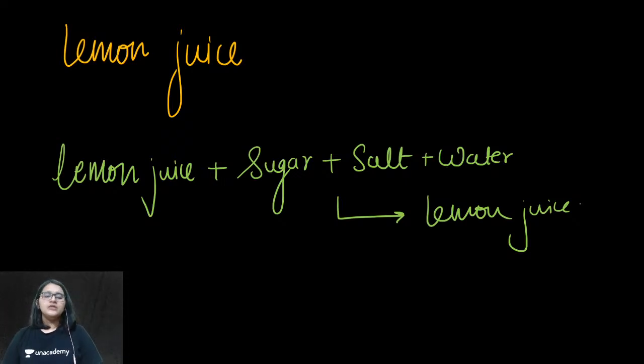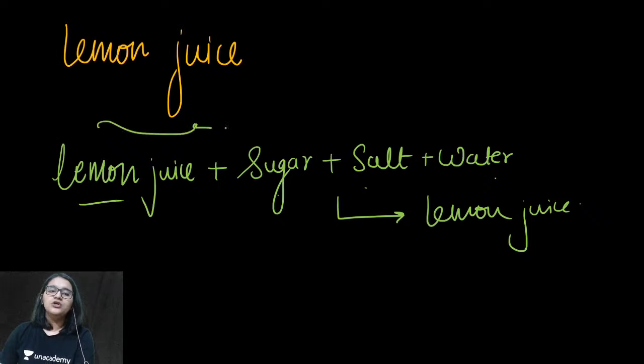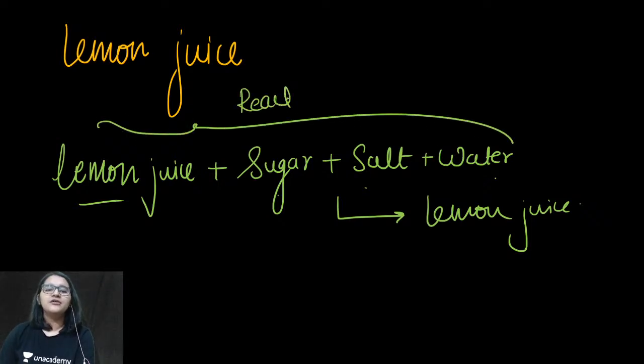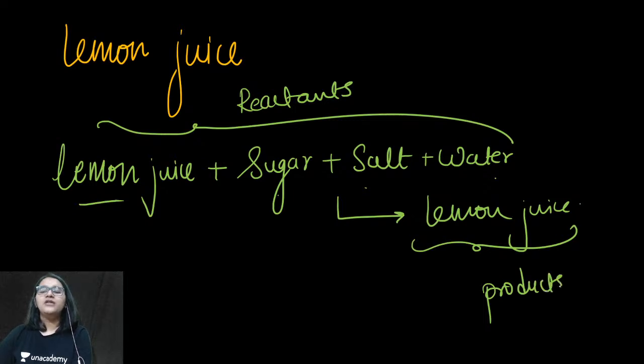So what is it over here? Can I say I squeezed out the fresh lemon juice, and I took sugar, salt and water? These were all the ingredients required to make lemon juice. Similarly, in a chemical reaction, I have some ingredients, and they are generally written on the left hand side. Understood? All these things are called reactants. They will all react and mix with each other, and they are going to give you something called the product. So reactants are written on the left hand side and products are written on the right hand side.